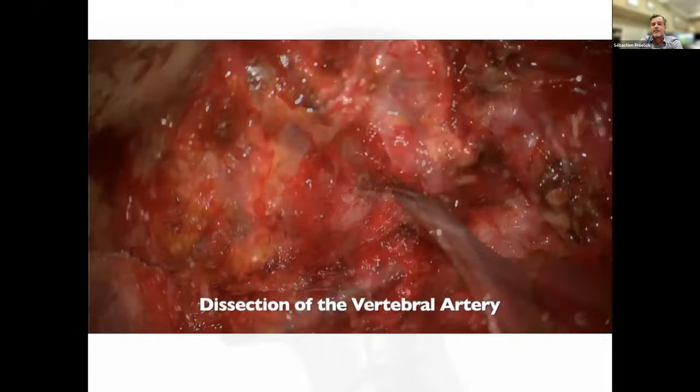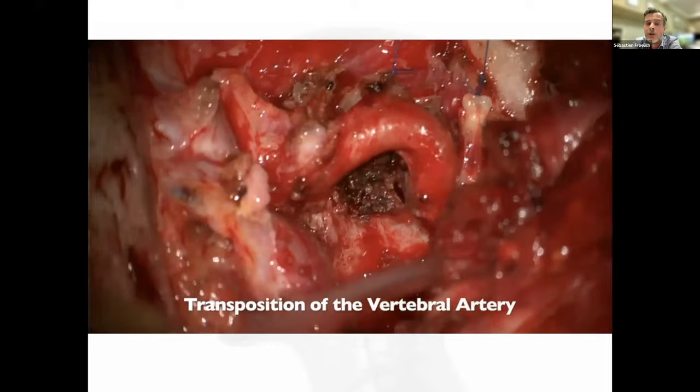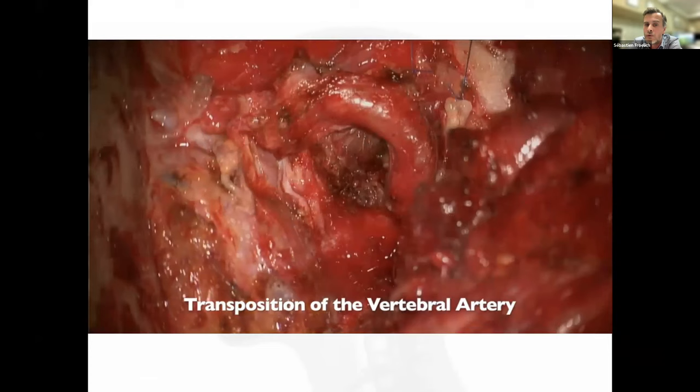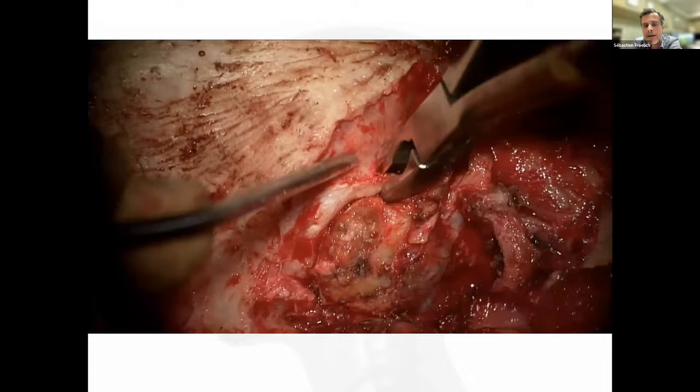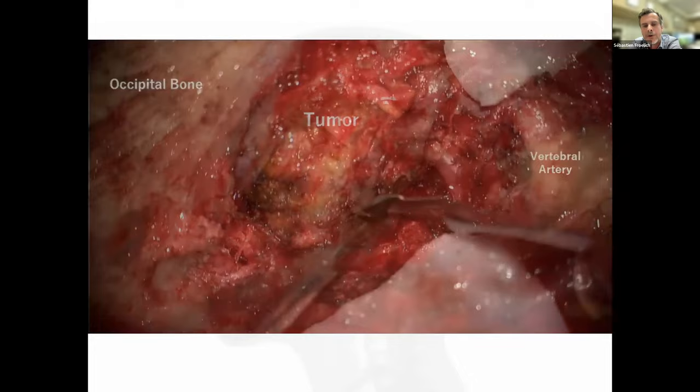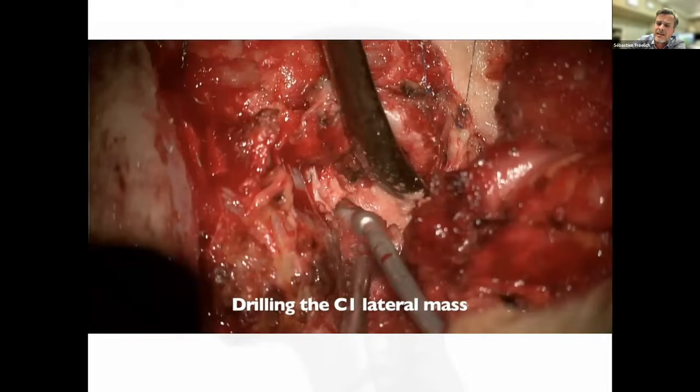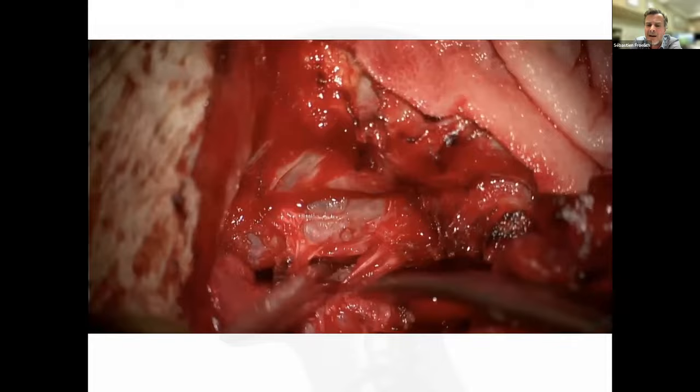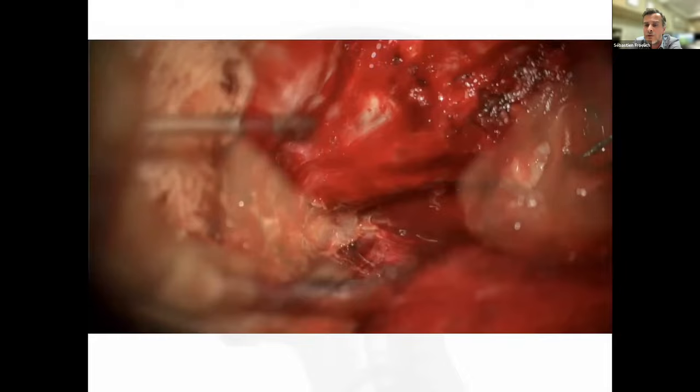Transposition of the vertebral artery here from C2 to C0. The disadvantage is that you have to cut completely the C2 nerve root. There is no way we can spare it on this side. Here we expose this posterior extension of the tumor. Once the vertebral artery is transposed, we have a fantastic corridor. We can easily drill the condyle, we can easily drill the lateral mass of C1, and progressively we get the surgical plane between the tumor and the anterior aspect of the dural sac.